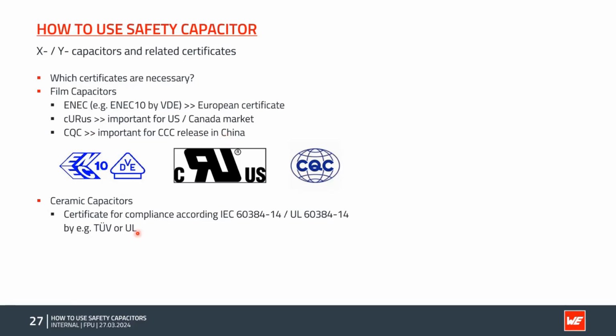And one interesting thing is that when you talk about ceramic capacitors, for example, we also have ceramic Y and X capacitors. This certification is done by TÜV or UL. So of course you cannot print the VDE logo on these kinds of products. It's not possible. But this is mainly covered by this organization to prove if the product is the right one.